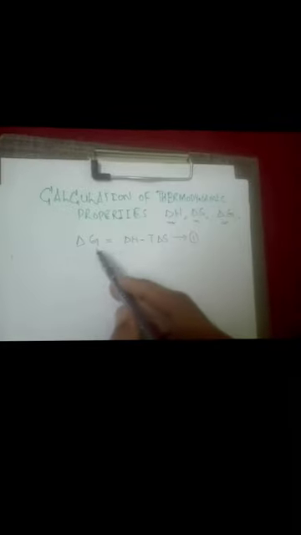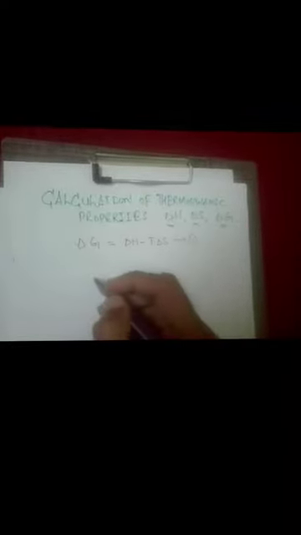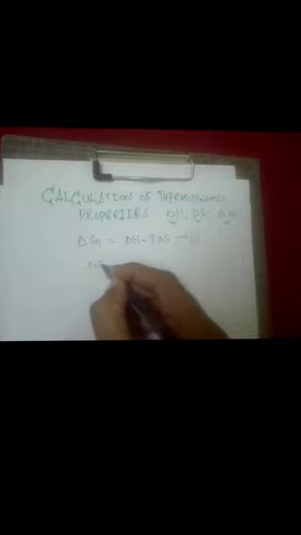Now we are going to prove the van't Hoff equation, which is a famous equation and gives us information about enthalpy, entropy and Gibbs free energy change. From thermodynamics we know that the change in Gibbs free energy is equal to the change in enthalpy minus temperature times the change in entropy, where T is the absolute temperature. We also know that the Gibbs free energy is equal to the standard Gibbs free energy plus RT ln K, where K is the equilibrium constant.